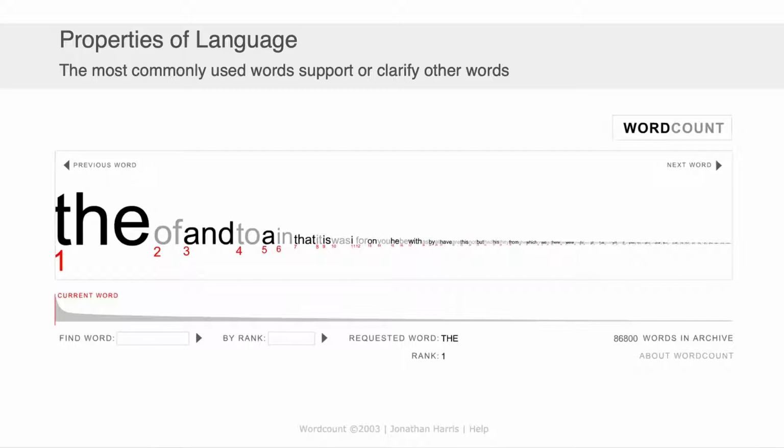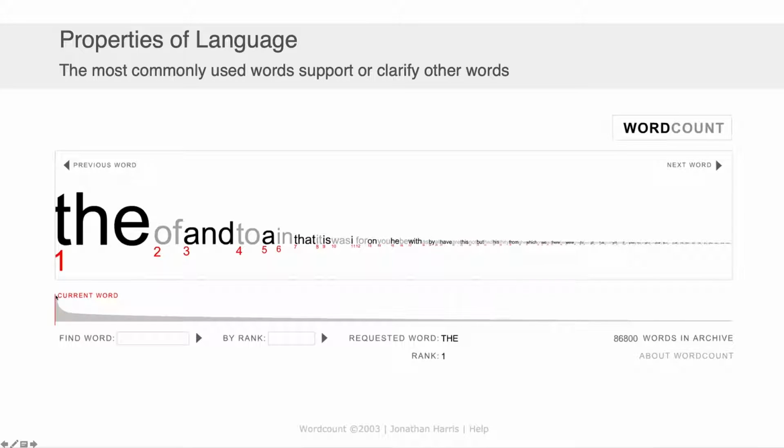Well, that's actually what I'm showing here on the screen right now from a website, wordcount.org. It was written by Jonathan Harris. What it shows is that you can take words and rank order them according to how frequently they show up in our language. For example, this says that the word "the" is the most common word in the English language, followed by the word "of", the word "and", and so on and so forth.